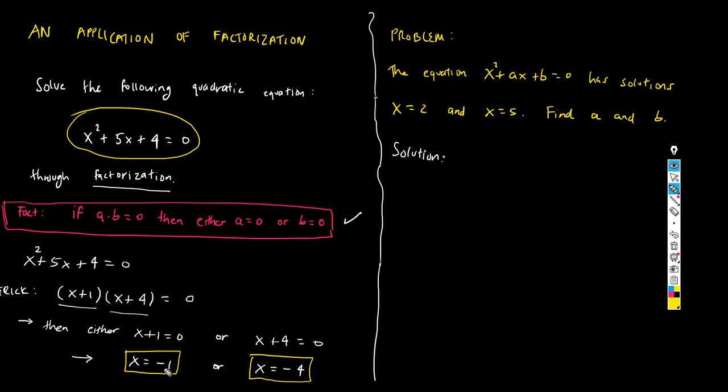For example, let's try minus 1. Okay, I'm going to get minus 1 squared plus 5 times minus 1 plus 4 equals 0. And let's just do the arithmetic. I'm going to get 1 minus 5 plus 4 equals 0. And this is in fact true. 0 equals 0. So these two are the solutions, guys.